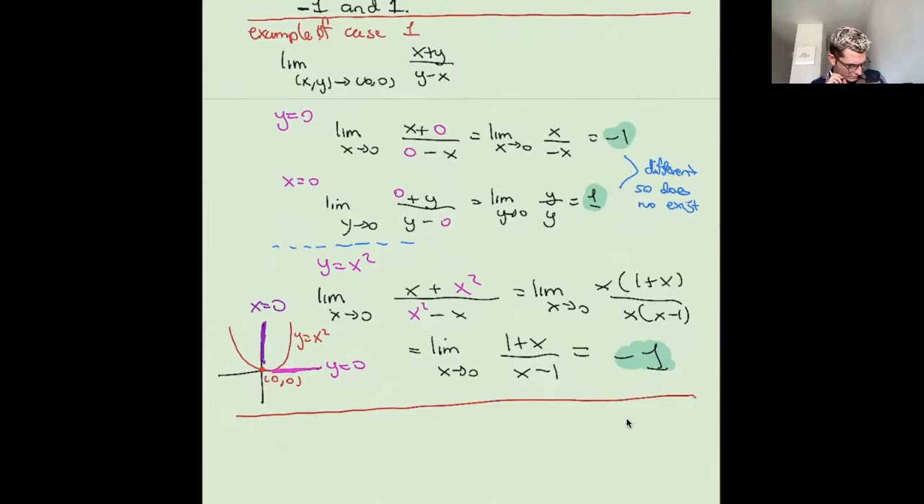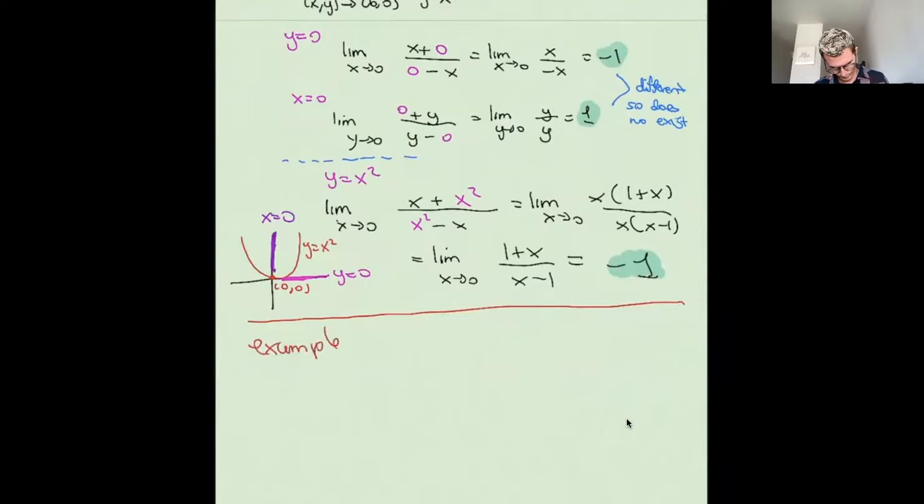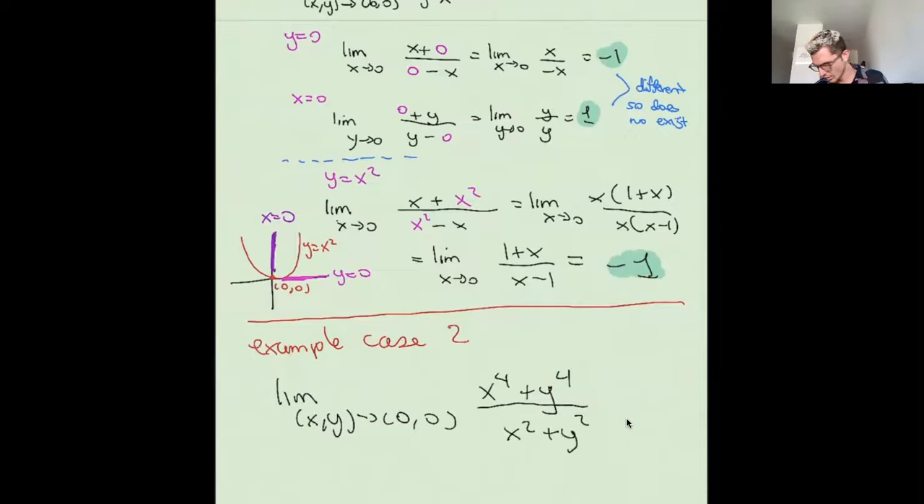Let me do an example of the other case where you want to show that a limit does exist. So let's say that you wanted to analyze something like this. Yes, I think this will work. Obviously it's not clear how you know which example falls into which case, right? Like whether you should try to show that a limit exists or does not exist.